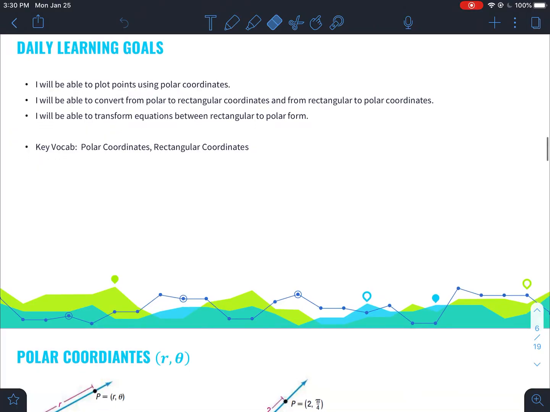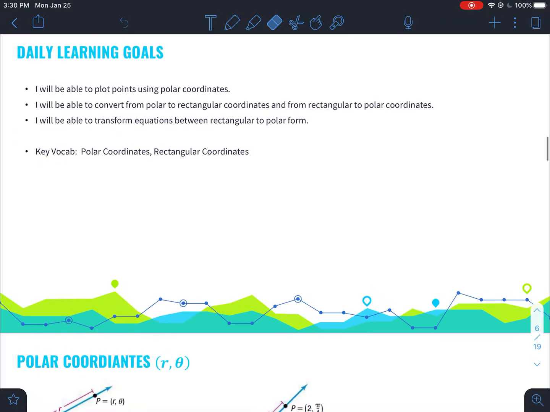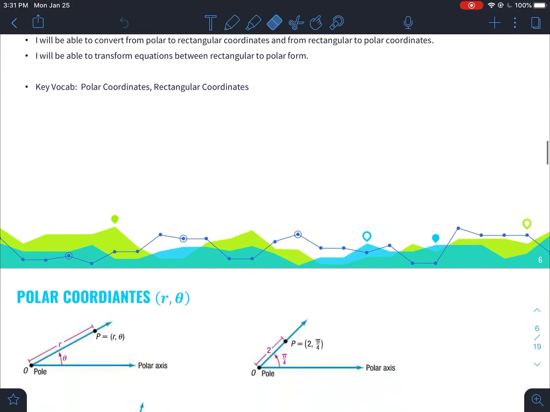So today we are going to talk about a new way of graphing on a new plane called the polar coordinate plane. We're going to talk about how to plot points using polar coordinates and how to convert from rectangular coordinates, which are your typical XY coordinates, into polar coordinates, or from polar coordinates into rectangular coordinates. And we'll be able to transform equations between rectangular, which is your X and Y equations, into polar form.